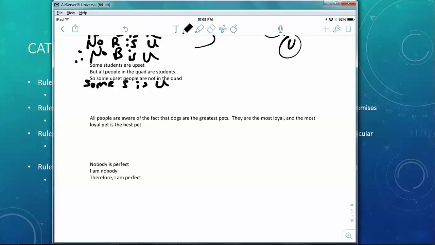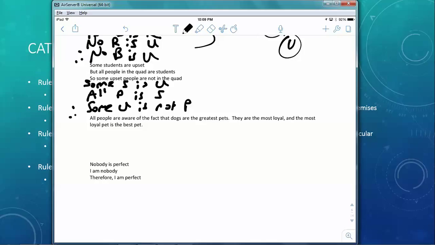Some S is U. I'm not going to watch that movie. That looks so terrible. All P in the quad. All people in the quad. Sounds disgusting. Is S. Therefore, some U is not people in the quad. That's right? Yeah, that's right.